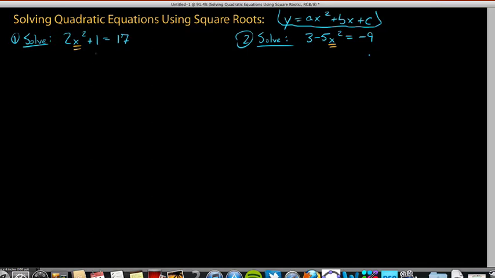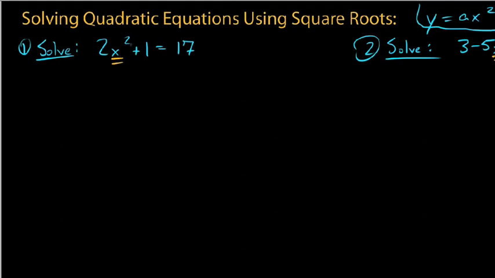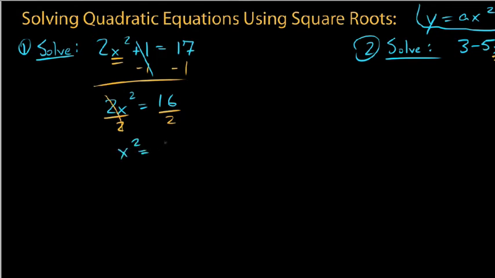So let's go ahead and get started. We're actually going to look at these graphically as well. We say, okay, 2x squared plus 1 equals 17. If we want to isolate the x squared, we'll subtract 1 from both sides. Subtracting 1 from both sides of this equation, we end up with 2x squared is equal to 16. Furthermore, 2 times x squared, we want to get rid of multiply by 2, so we'll divide by 2. We get x squared is equal to 8.